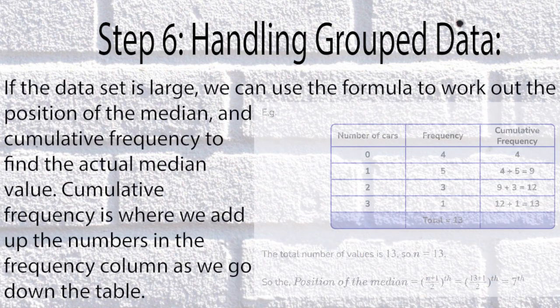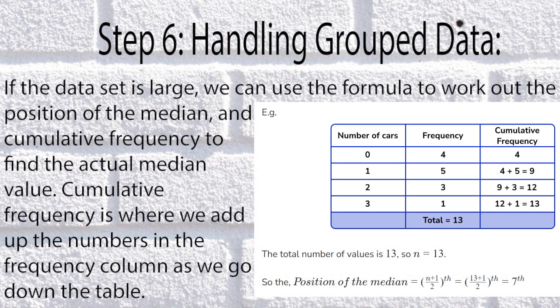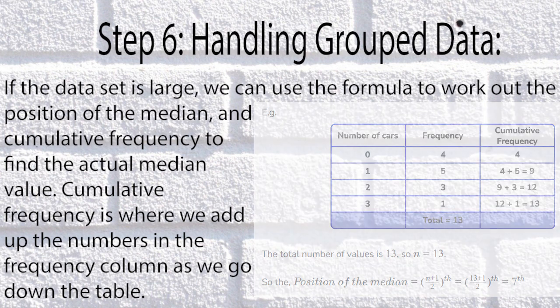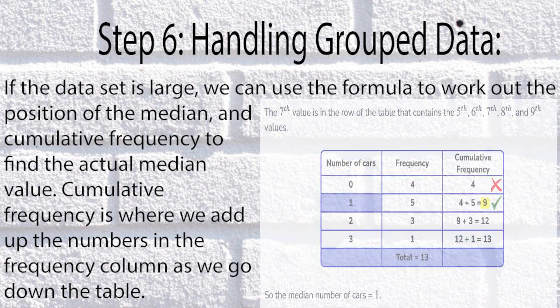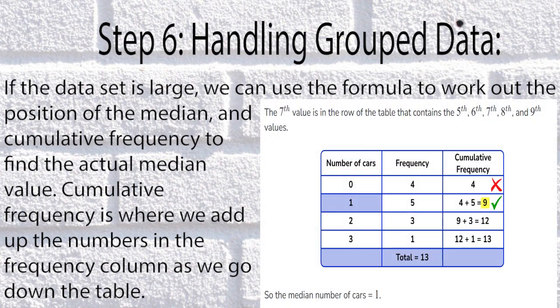If the dataset is large, we can use the formula to work out the position of the median, and cumulative frequency to find the actual median value. Cumulative frequency is where we add up the numbers in the frequency column as we go down the table.